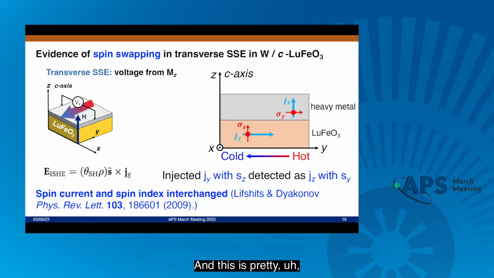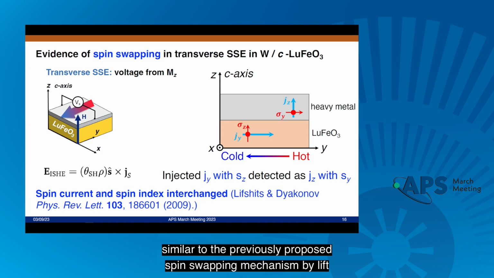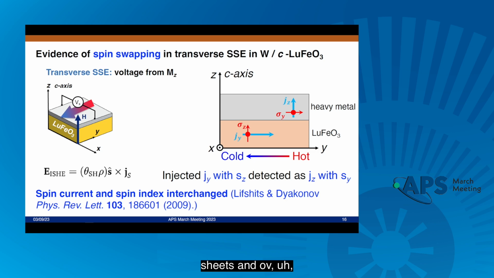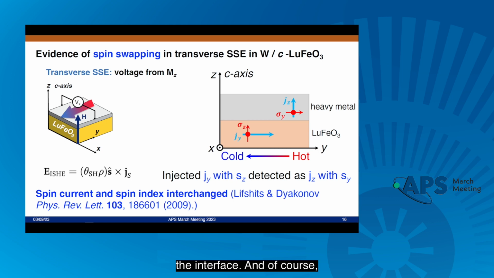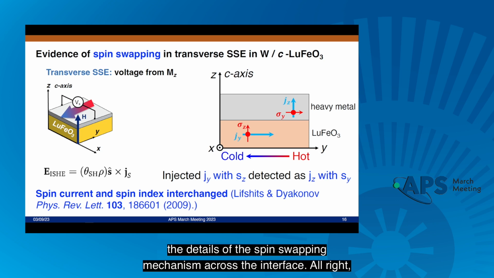And this is pretty similar to the previously proposed spin swapping mechanism by Lifshits and Dyakonov back in 2009. In this paper, they talk about the possibility of the spin current and spin index being interchanged across the interface. And of course, we're working with our theoretical collaborators to further investigate the details of the spin swapping mechanism across the interface.